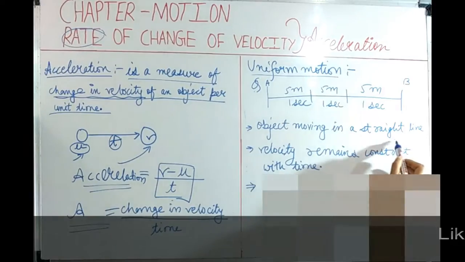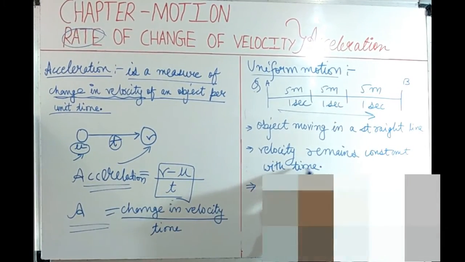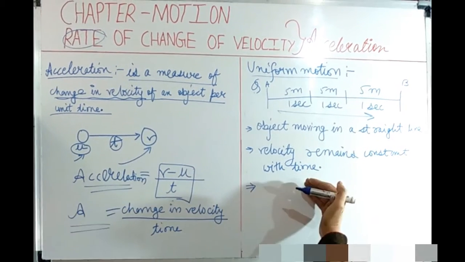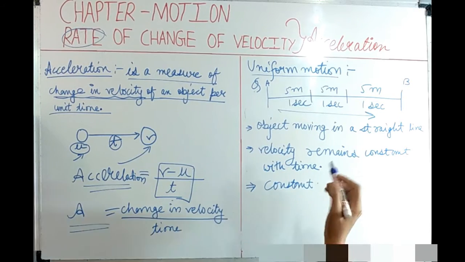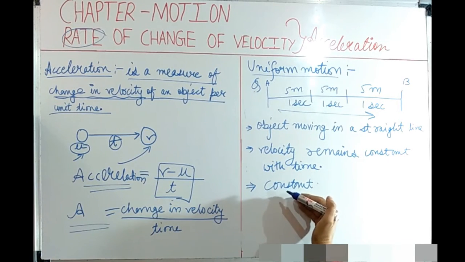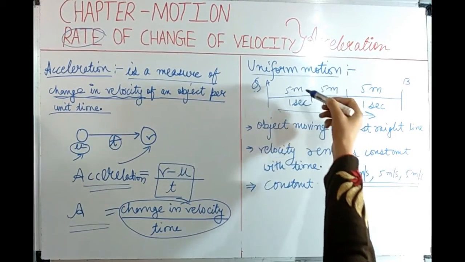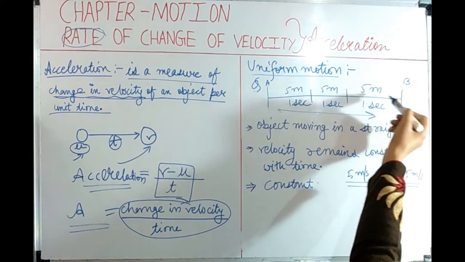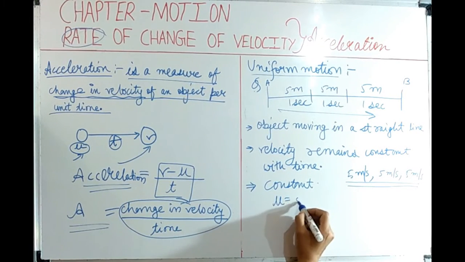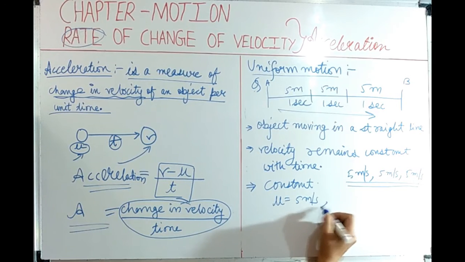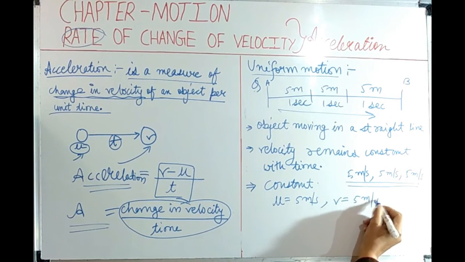The object is moving in a straight line, so we are considering a straight line path. Velocity remains constant with time because we are considering uniform motion. In the uniform motion case, the velocity is constant. If the object is moving with the same constant velocity, 5 meter per second, then we get u, the initial velocity, as 5 meter per second, and v, the final velocity, is also 5 meter per second.